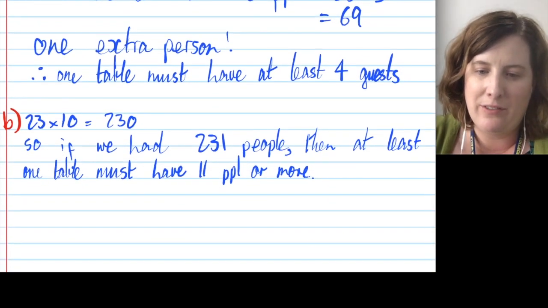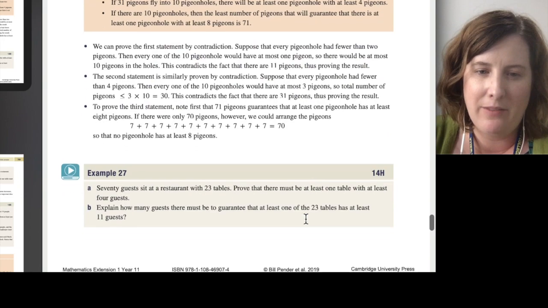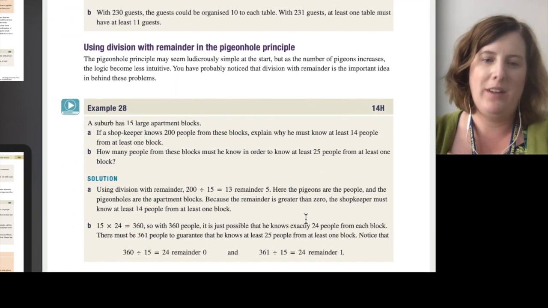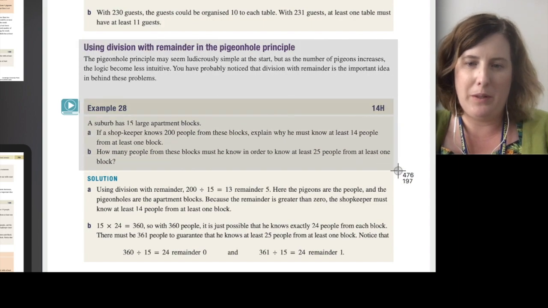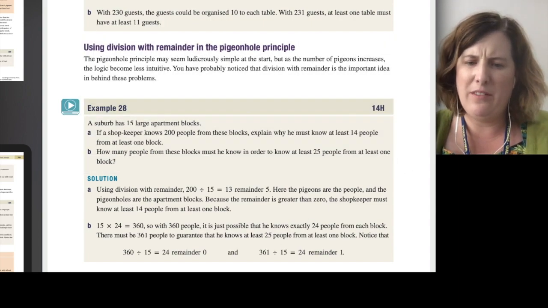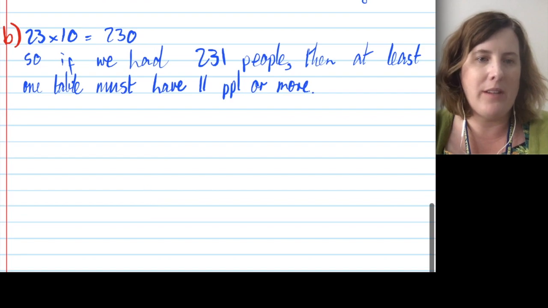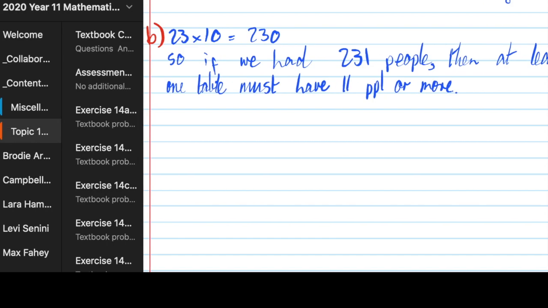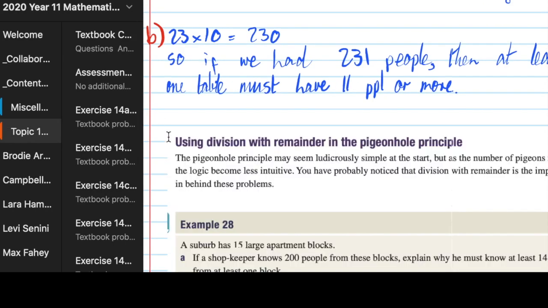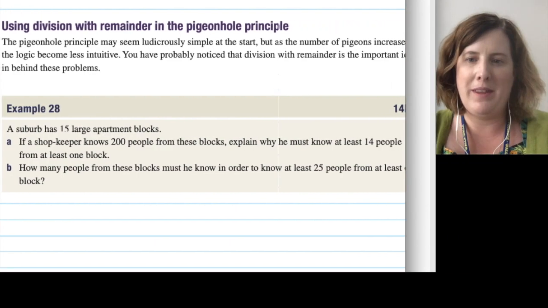Okay, let's have a look. I'm just going to pull up the textbook. Let's have a look at the next kind of question you'll get. Using division with remainder in the pigeonhole principle, which is kind of what we did. It's kind of my approach for all of these. Okay, sorry about that. I'm back.